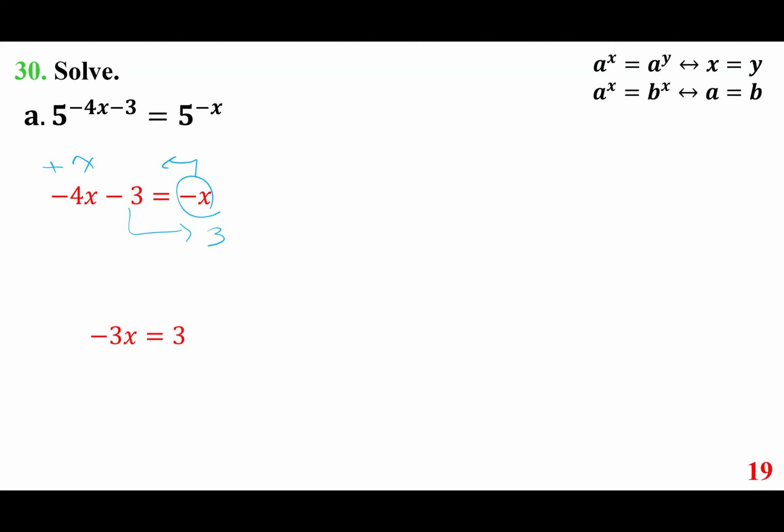So negative 3x is 3. Divide, and x becomes negative 1.